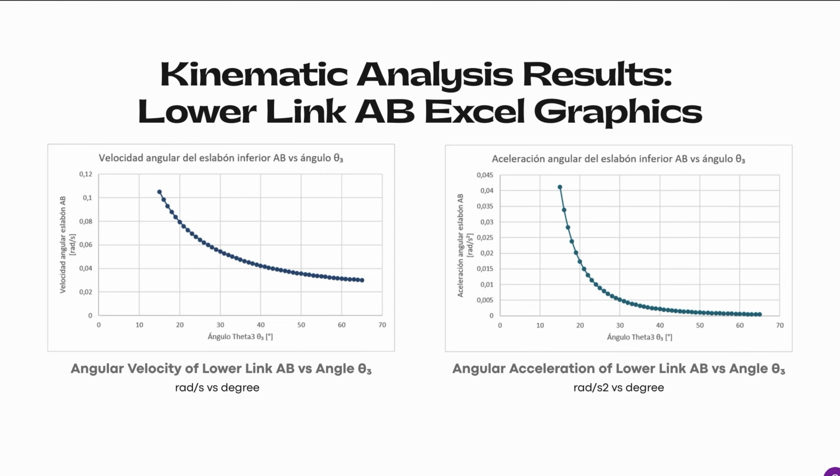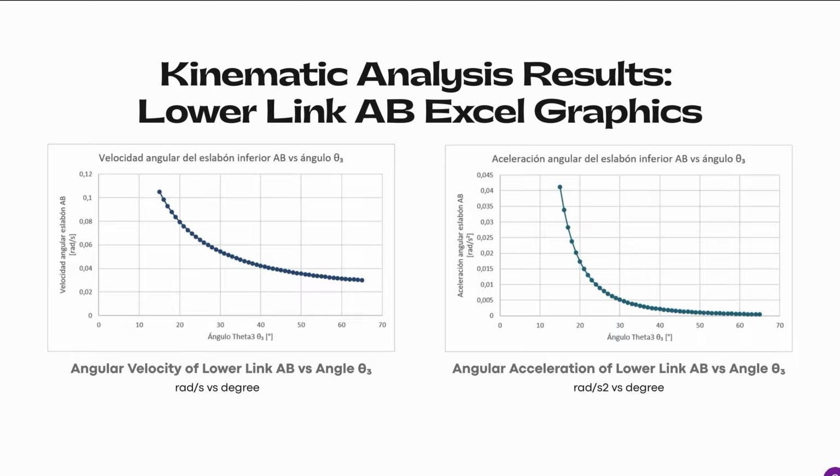In this slide, we present the Excel-generated graphic corresponding to the kinematic analysis of the lower link AB. This link connects the fixed base to the central joint of the jack, and its rotational motion is what drives the entire lifting mechanism.